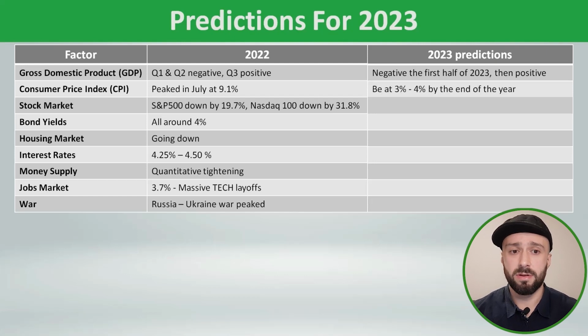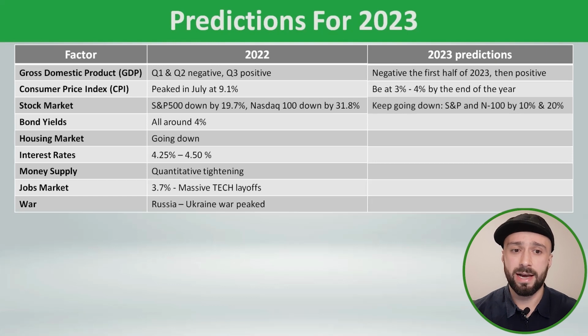The CPI, looking at the graph, how inflation has peaked, I believe that the inflation will be between 3 and 4% by the end of the year. This is based on the graph we saw before. The inflation peaked in July, going down steadily. I think this is where we'll end.